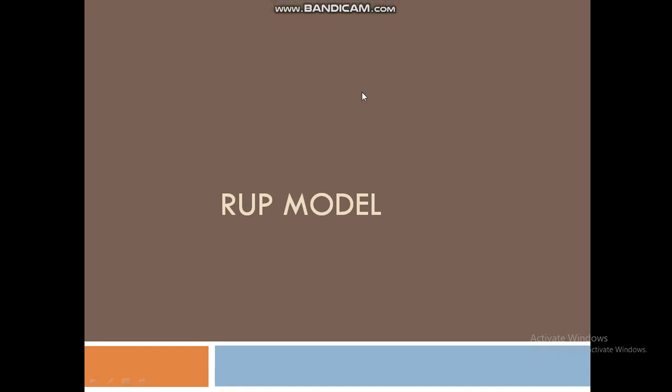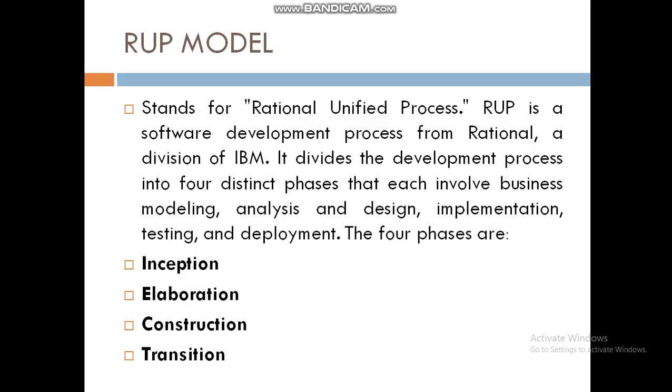The RUP model is one of the software development life cycle models in software engineering. RUP stands for Rational Unified Process. RUP is a software development process from Rational Software, a division of IBM. It was developed by Rational Software.